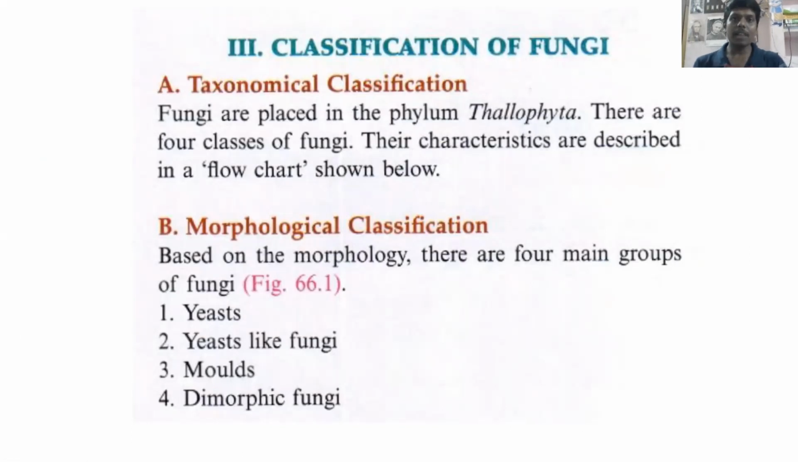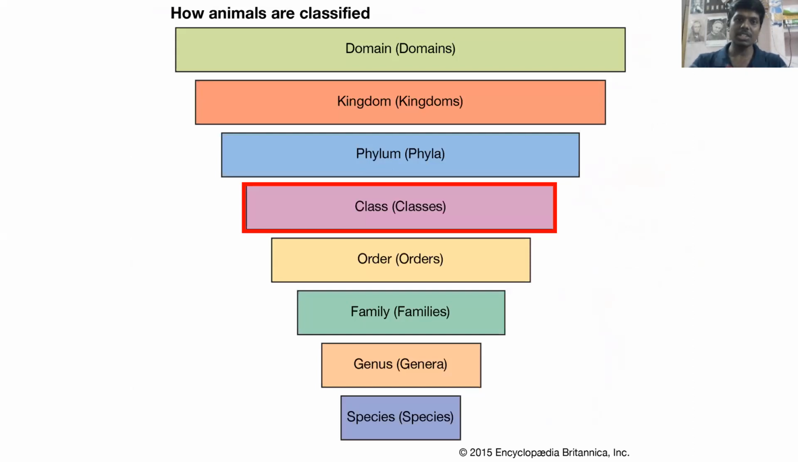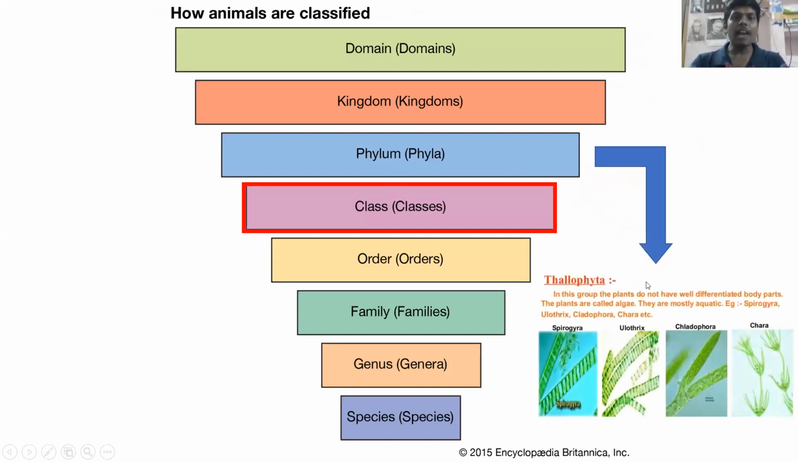Let us see how fungus is classified. All fungi are placed under the phylum Thallophyta. So in the taxonomy, the fungi belong to the phylum Thallophyta. This Thallophyta contains plant-like organisms, but they are not plants. They look like plants, but they don't have proper roots, shoots, or plant parts, but they resemble plants. That is why all the fungi are kept under Thallophyta.